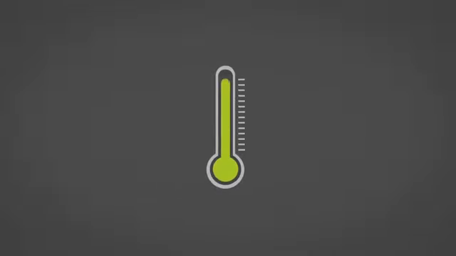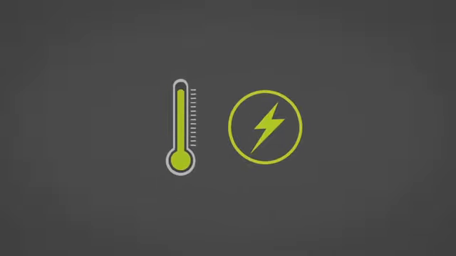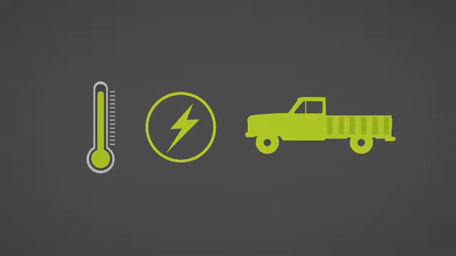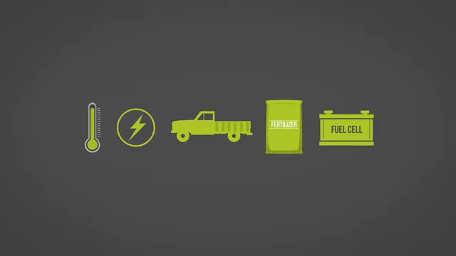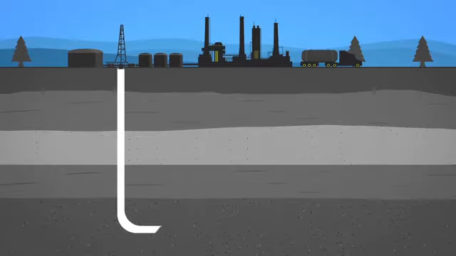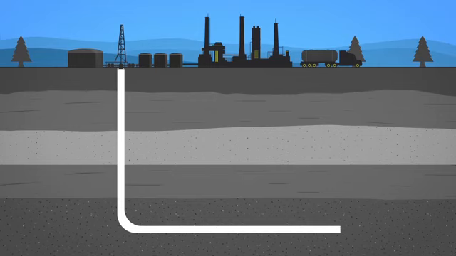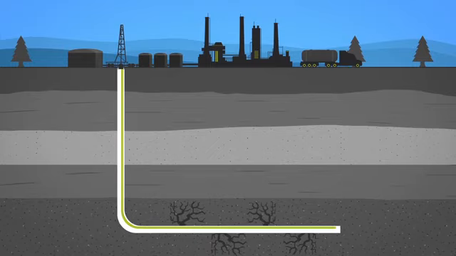Natural gas is mostly used for domestic or industrial heating and to generate electricity. It can also be compressed and used to fuel vehicles and as a feedstock for fertilizers, hydrogen fuel cells, and other chemical processes. Natural gas development, especially in the United States, has increased as a result of technological advances in horizontal drilling and hydraulic fracturing.